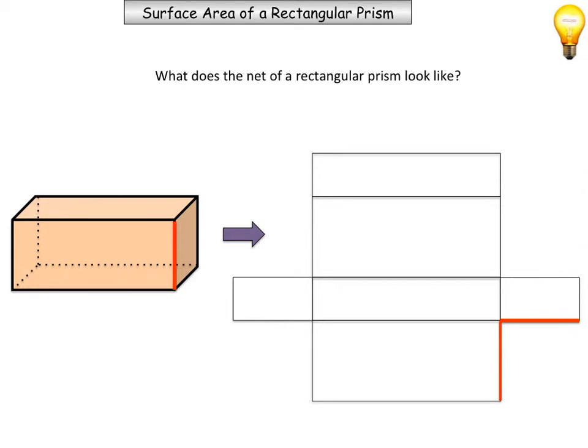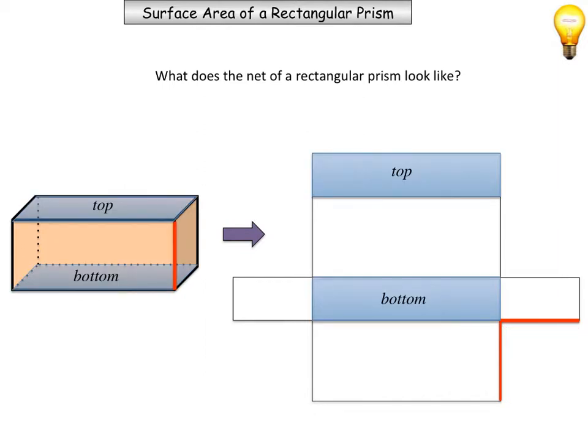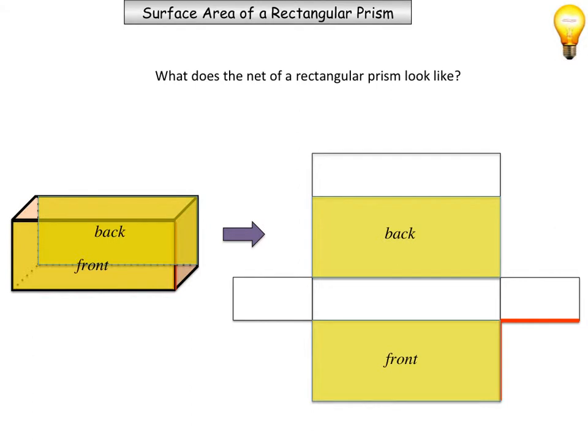That particular side length, or the edge here, is in fact those two. When these two join up, it would be that particular length there. So if we're looking at dimensions, that would help us out. We know that the top and bottom are identical. We know that the back and front are also identical, and so are the two ends.